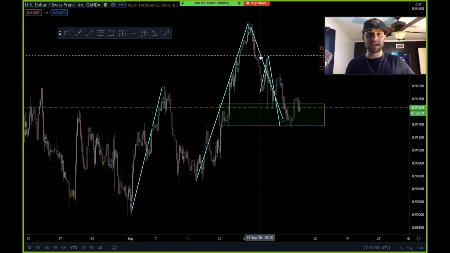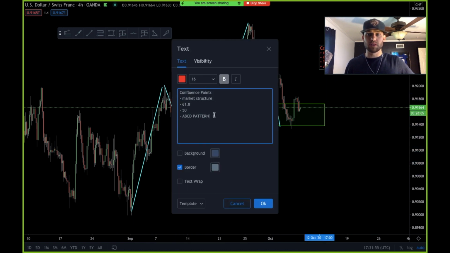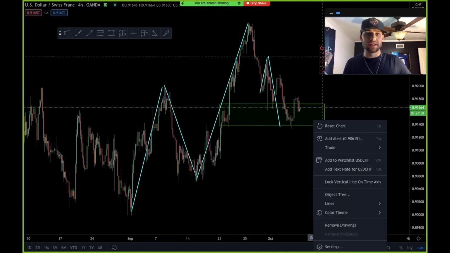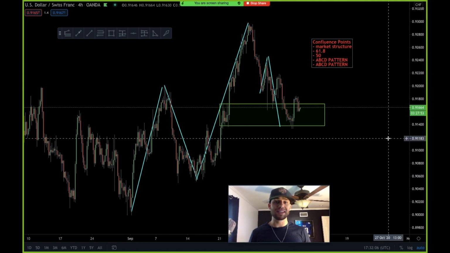And all I'm doing once again is using technical tools to align. So I've got a second ABCD pattern. So what does this now tell me? Let me get myself out of the way and get this here. So what does this tell me? This tells me that this little green box that I found of market structure now has 1, 2, 3, 4, 5 points of confluence within it. So we've got the market structure, we've got the 61.8 retracement, we've got the 50% retracement, we've got now the ABCD pattern, and then the second ABCD pattern.